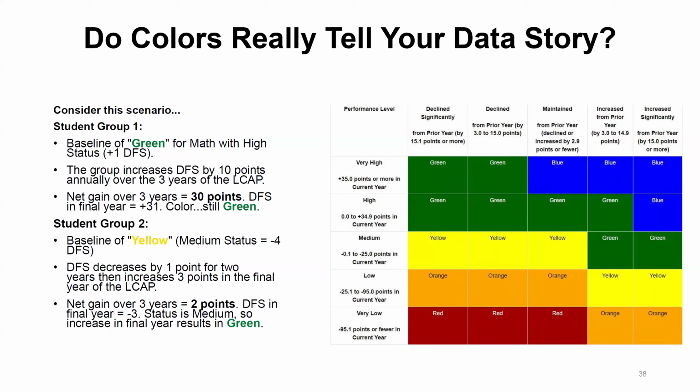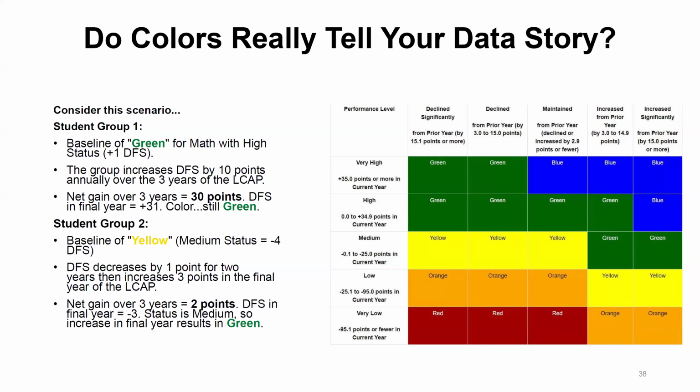And not to say that green is bad. Green is great, right? But let's just compare that to another student group. The second student group starts with a minus four. Not much lower, but they're minus four. And let's say for the first 2 years, they drop 1 point per year. And then in the final year, they grow 3 points, right? So their net growth is only 2 points, right? They've gotten to a minus two.